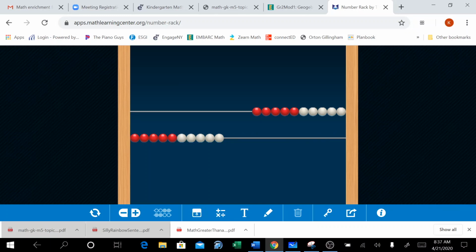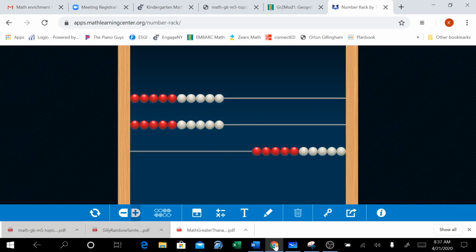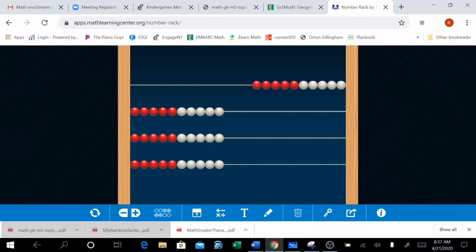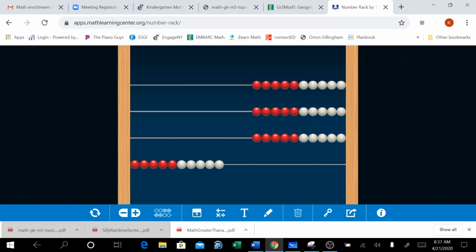All right, so now I'm going to move all these back and I'm going to make it even trickier and I'm going to add 2 more groups. All right, so now I want to move that one, that one, that one, and this one. Who can tell me what number in the say 10 way that shows? Good. So you should be saying we have 3 tens, 7.